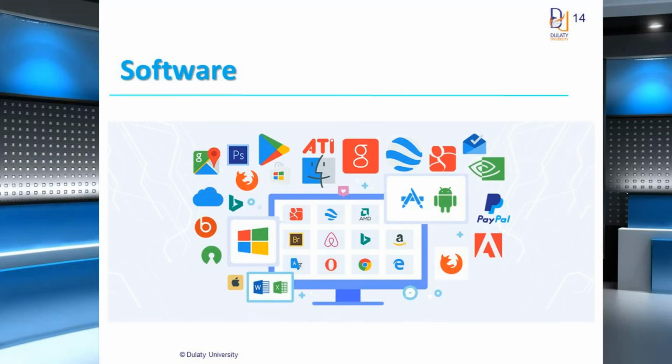The second component of information systems is software. Simply put, software is a set of instructions that tells hardware what to do. Software is created through the process of programming. Without software, the hardware would not be functional.